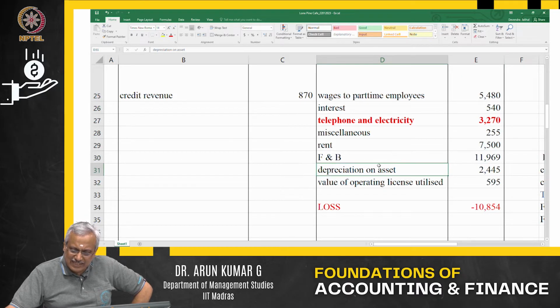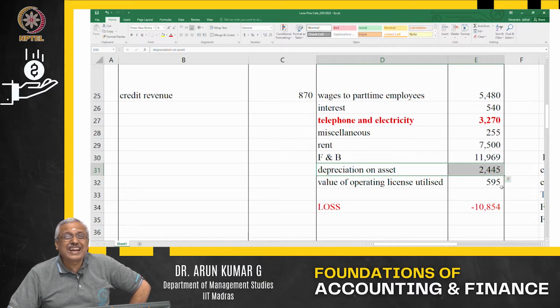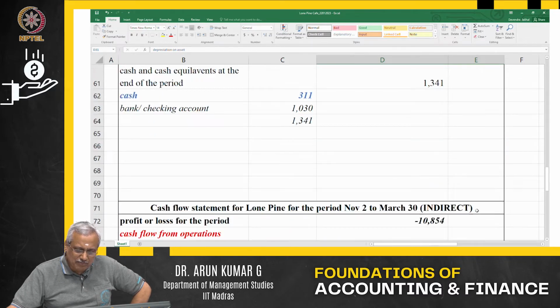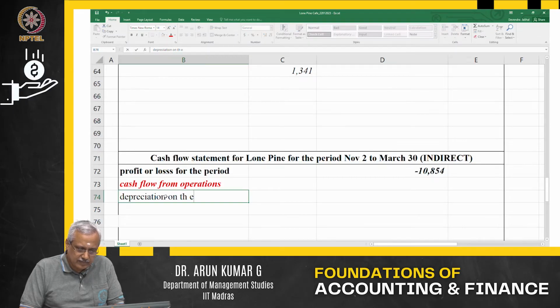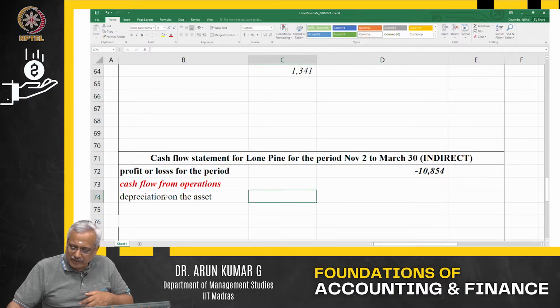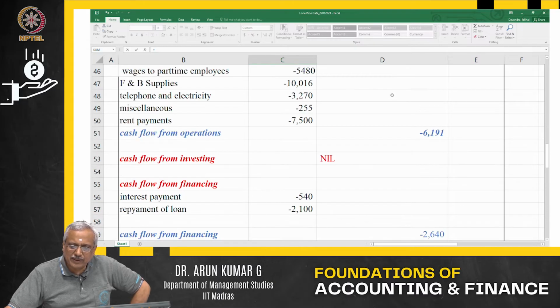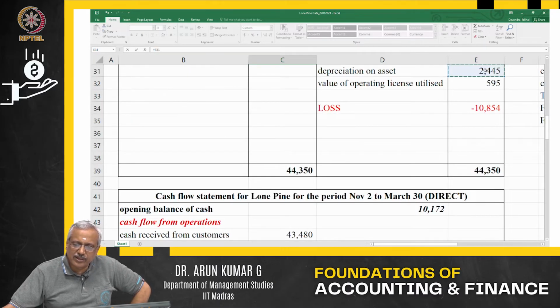First thing we see is depreciation on an asset. There is no cash outflow in that particular case. So what do I do? I simply add back depreciation on the asset. What is the amount of depreciation on the asset? I am just going to pick it up from here in this case.